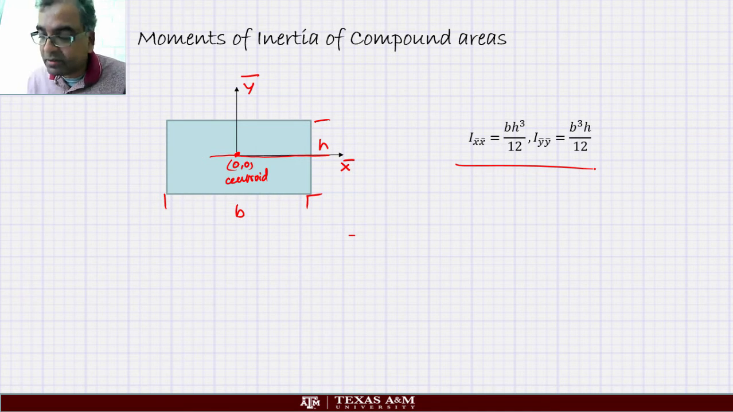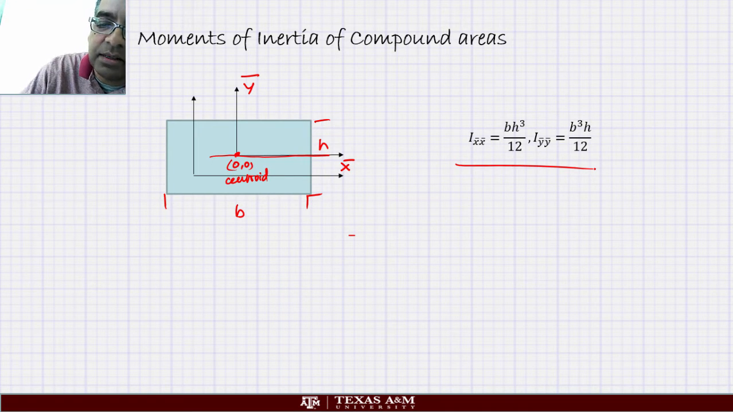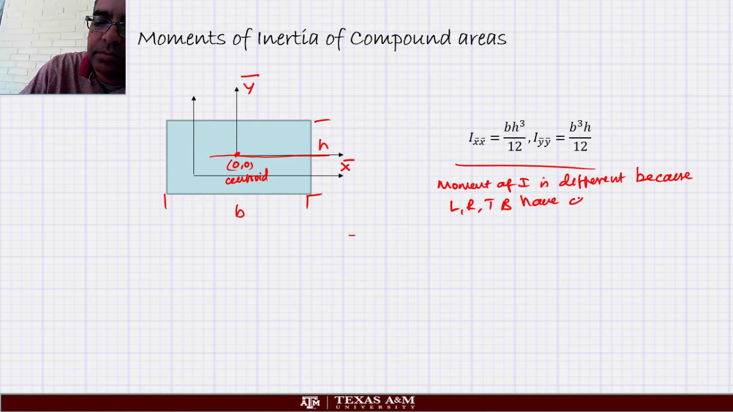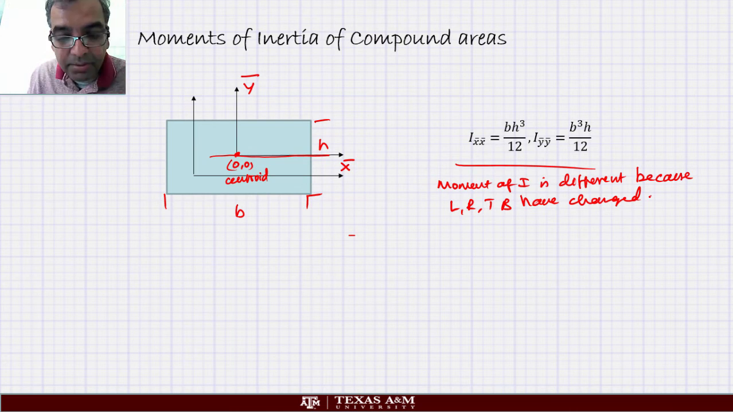But I don't want it about the centroid. Suppose I want it about some other point. What the heck do I do? One way to do that is to recompute and integrate, because now left, right, top, bottom have changed. So the basic thing, moment of inertia is different, because left, right, top and bottom have changed. But I don't want to recompute it.